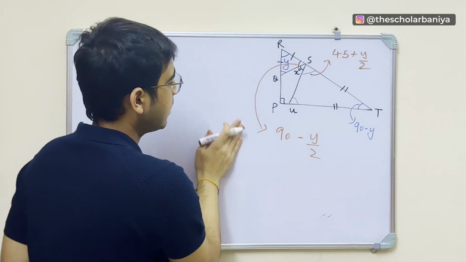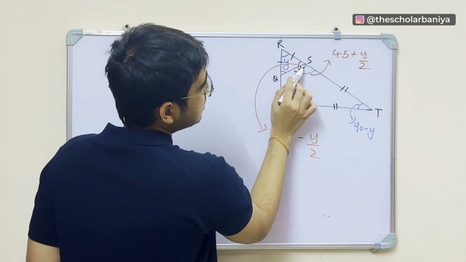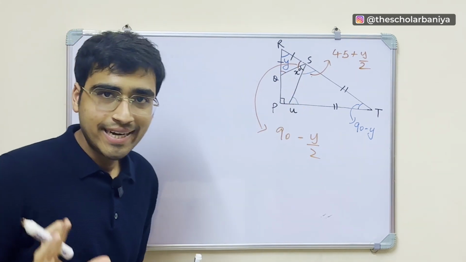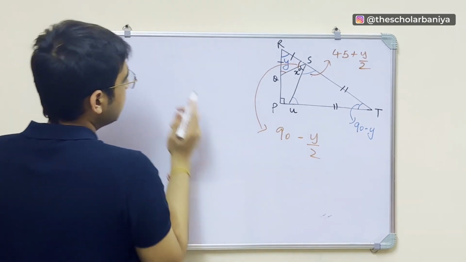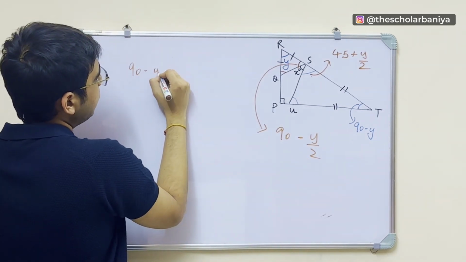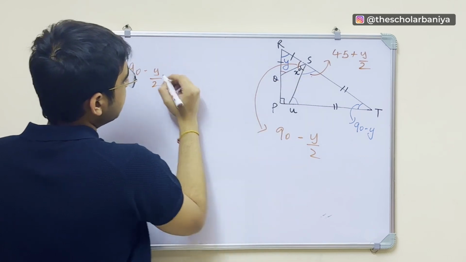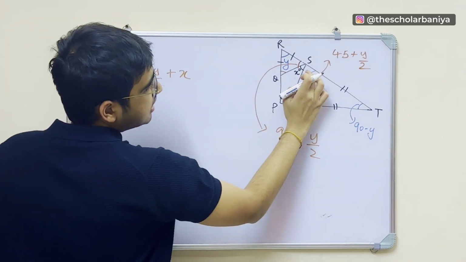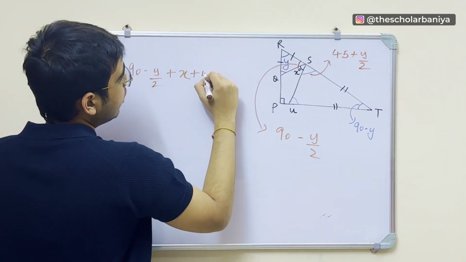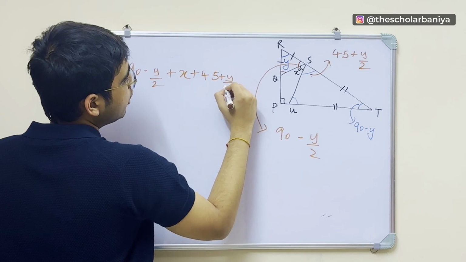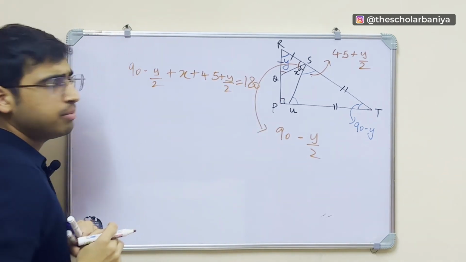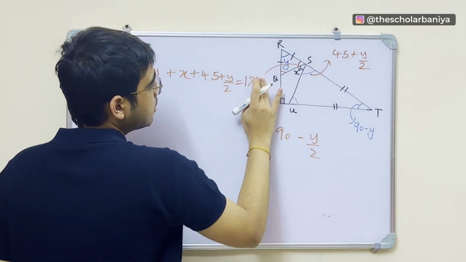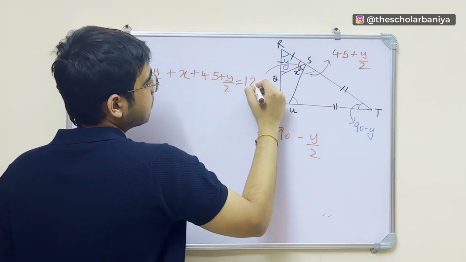Now tell me one thing again. This angle plus this angle plus this angle will be how much? 180, right? Because it's a straight line. So now let's do that. So 90 minus Y upon 2, this plus X plus this angle, which is how much? 45 plus Y upon 2. This is how much? 180, right? I hope this should be pretty clear, right? This is how much? 180.